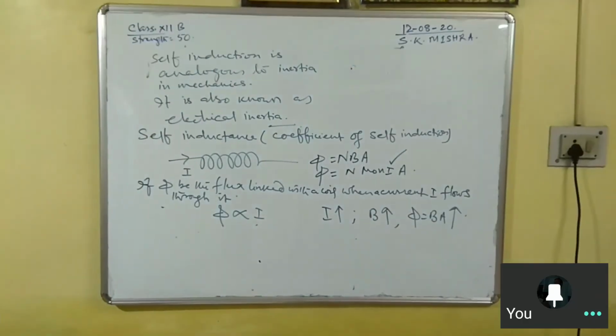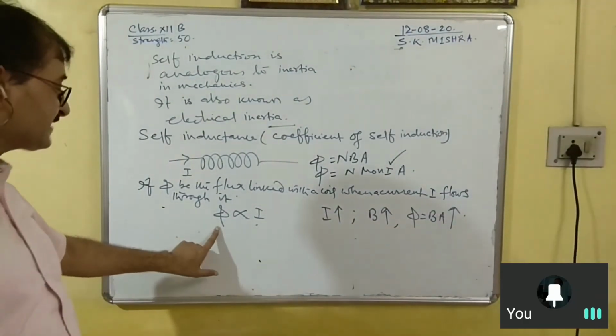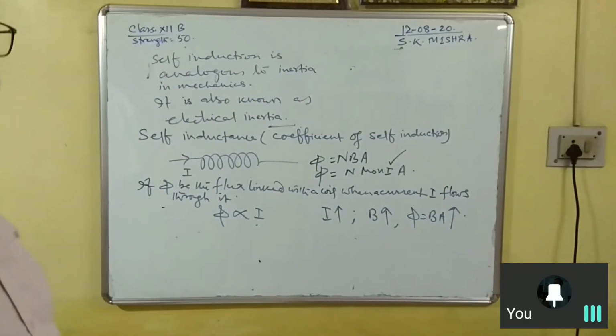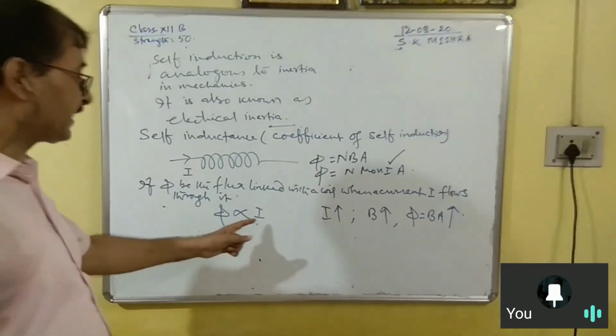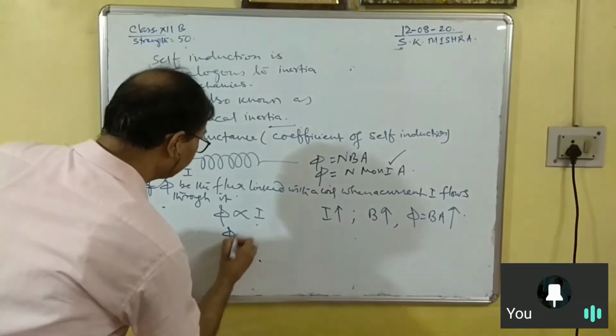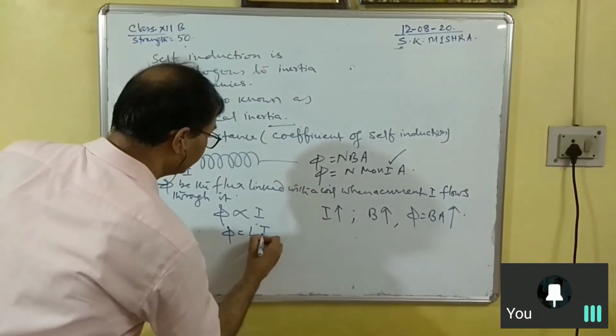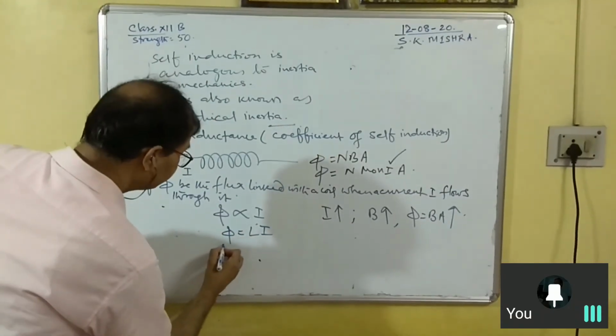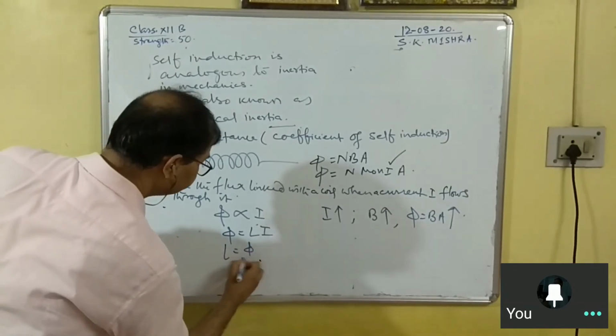So flux increases. Magnetic flux is directly proportional to the current flowing through the coil. Now phi is equal to some constant L into I. Okay, this L is phi by I.